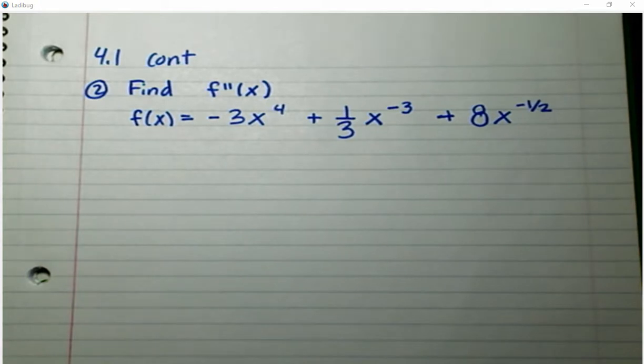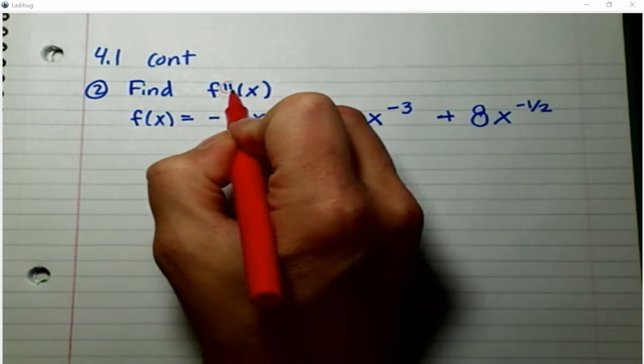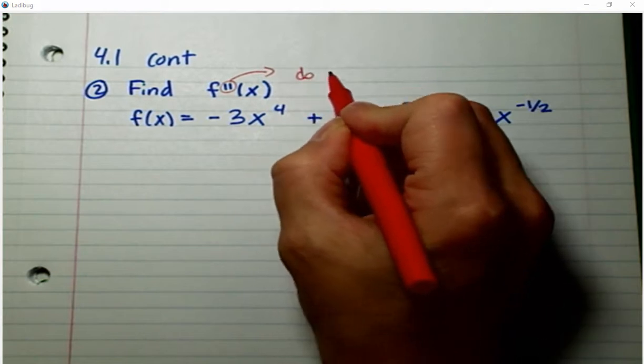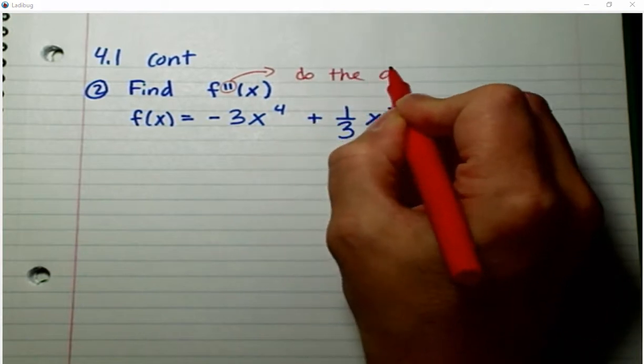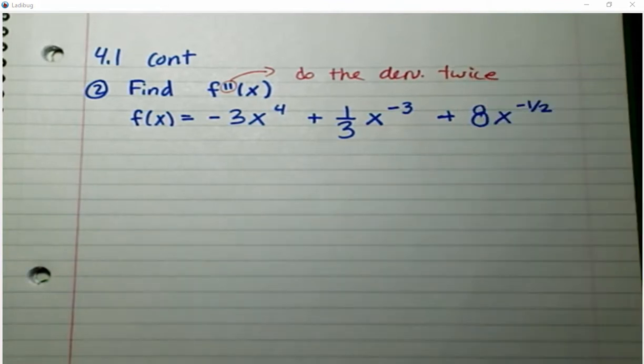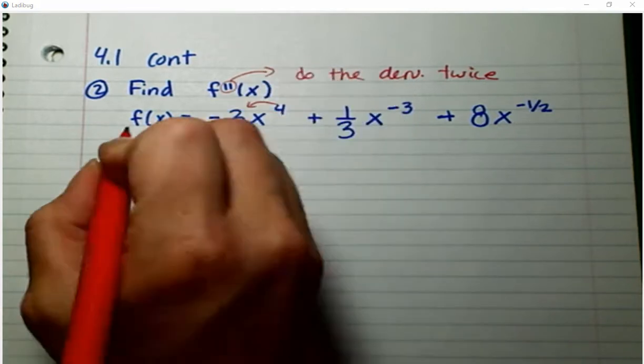And so the directions say do the derivative twice. Okay, so that's twice. Do the derivative twice. That's what the double prime means. Okay, so here we go. Here goes the first time.